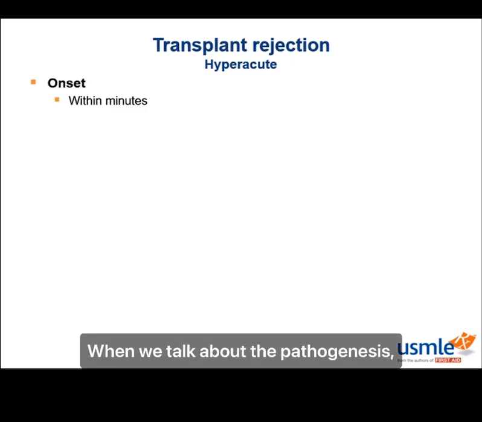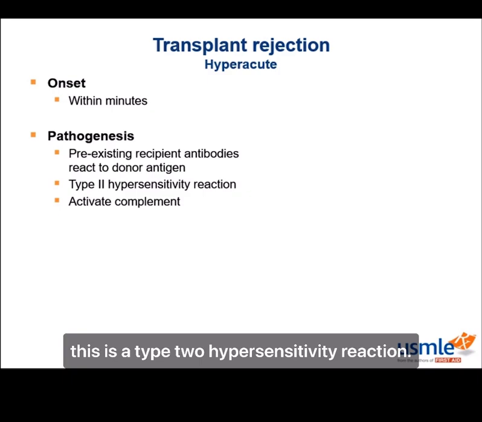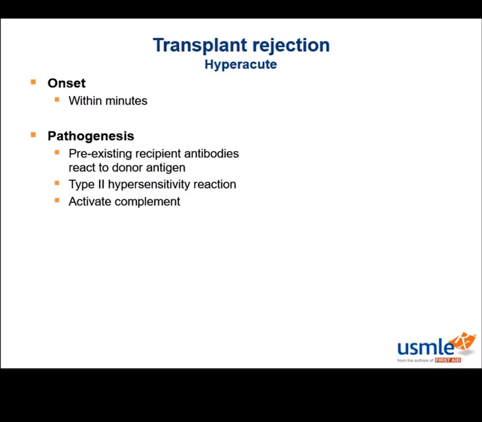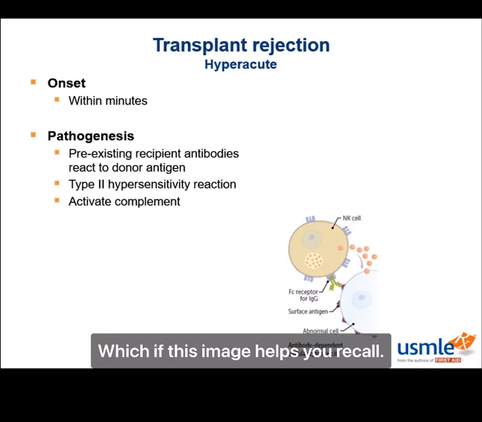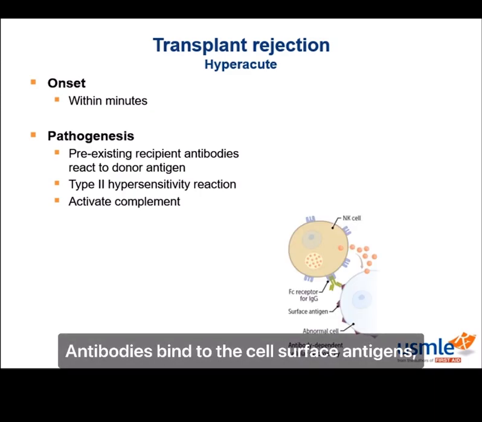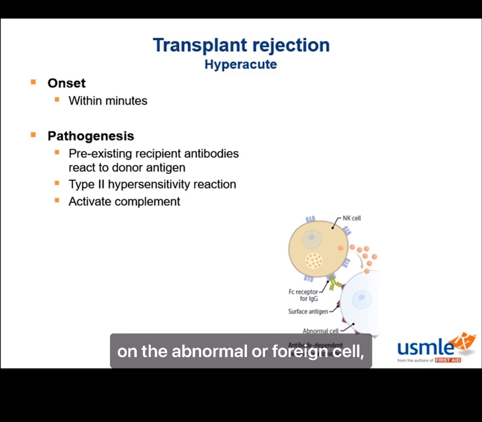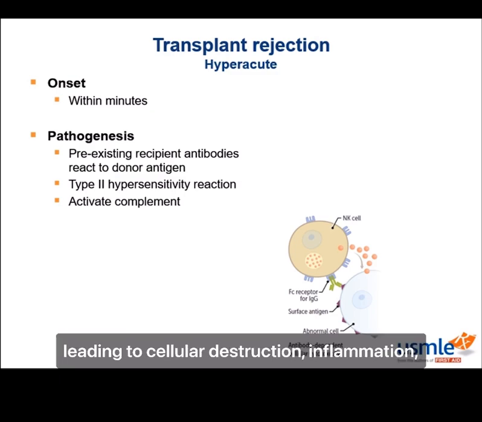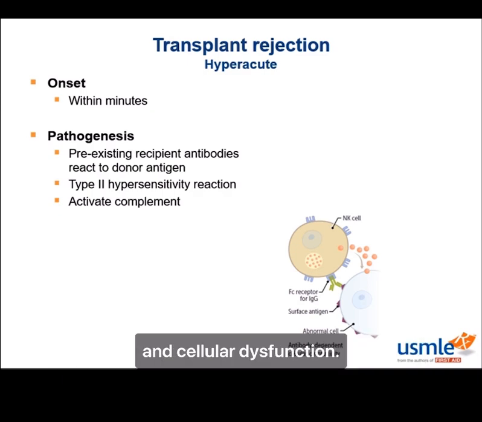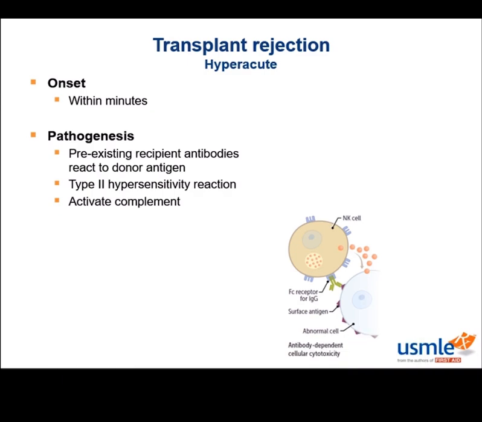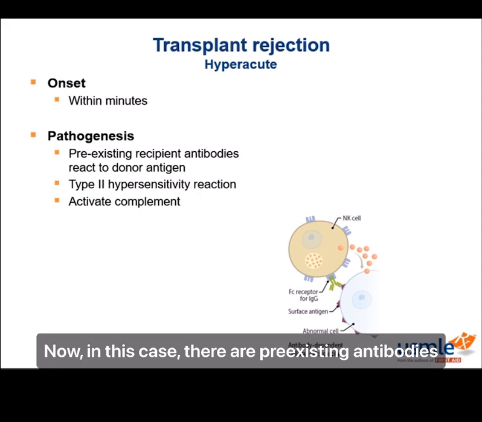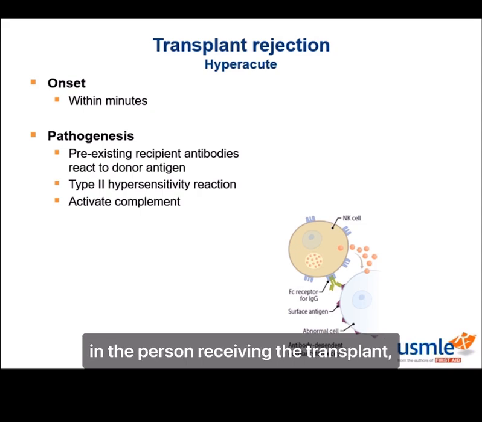When we talk about the pathogenesis, this is a type 2 hypersensitivity reaction, which, if this image helps you recall, antibodies bind to the cell surface antigens on the abnormal or foreign cell, leading to cellular destruction, inflammation, and cellular dysfunction. Now, in this case, there are pre-existing antibodies in the person receiving the transplant, and those antibodies are reacting to the antigens from the donor.